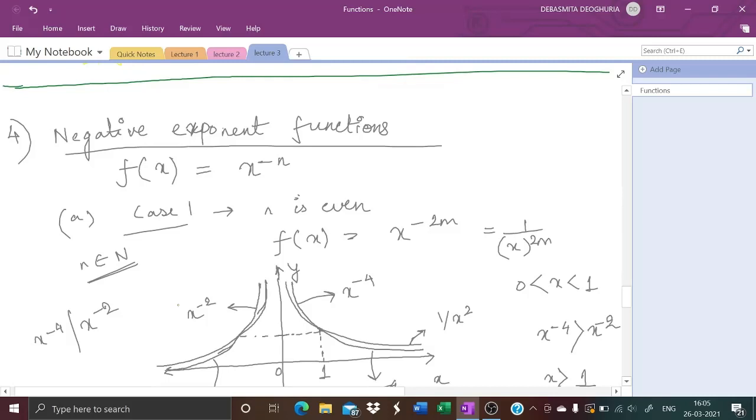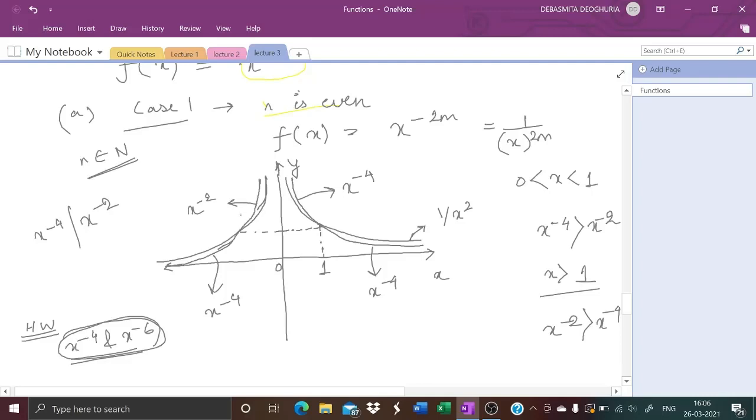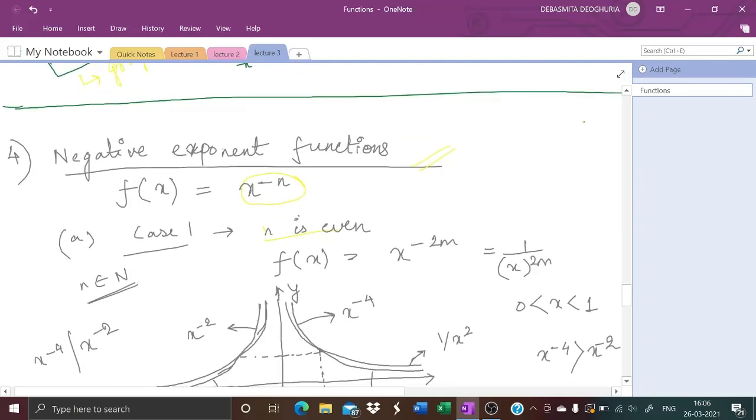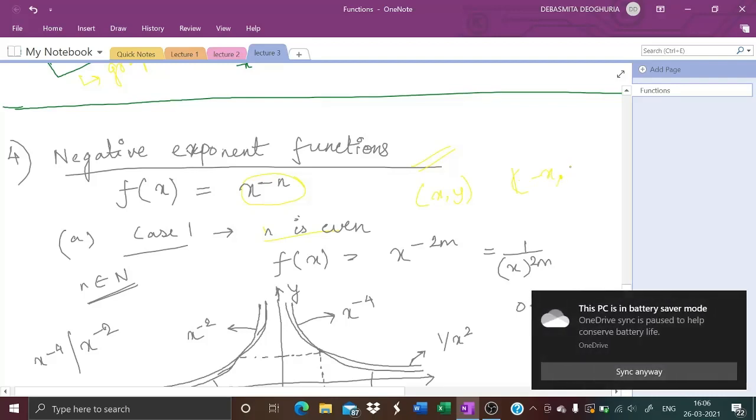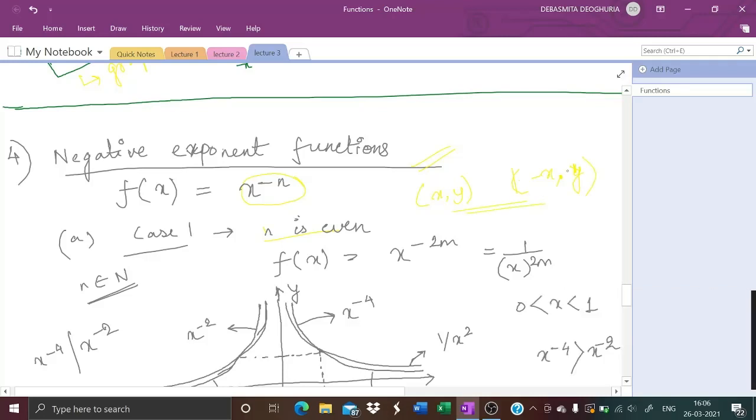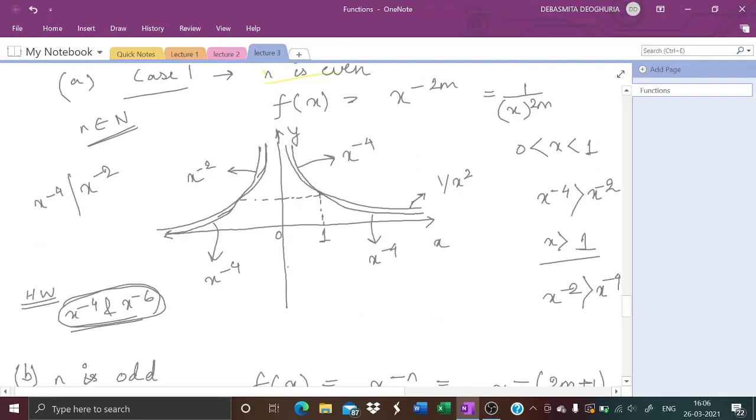Okay, now negative exponent functions. This is also very important. I will take the power as negative one, and again two cases: if n is even and if n is odd. If n is even, then your values again would be like x comma y is there, so minus x comma y would also be there, because obviously if you put minus x, you will get a positive value of y. So this graph would be symmetric about the y-axis.